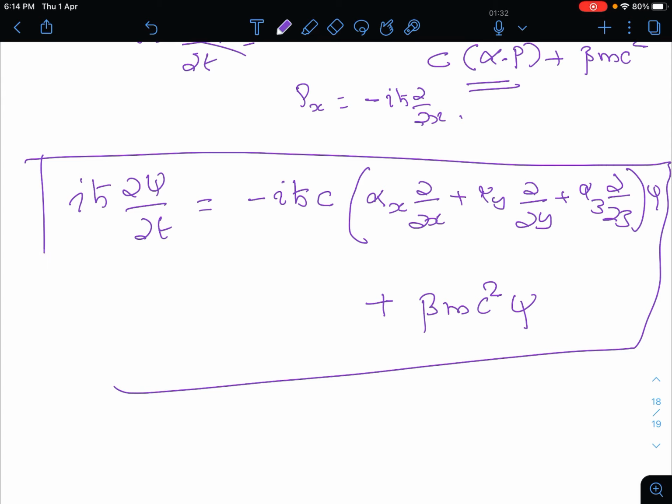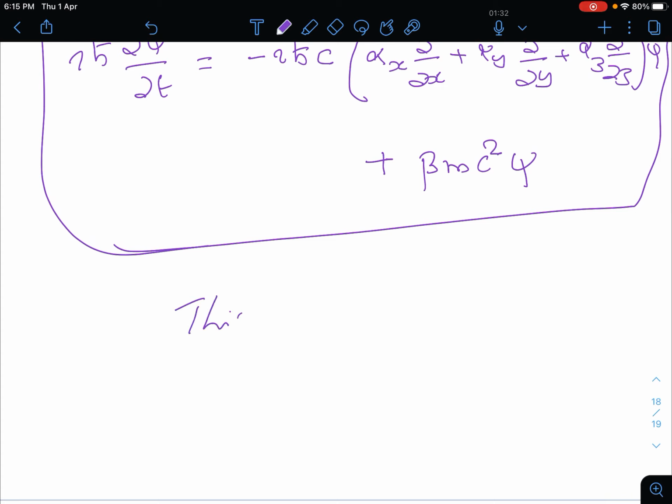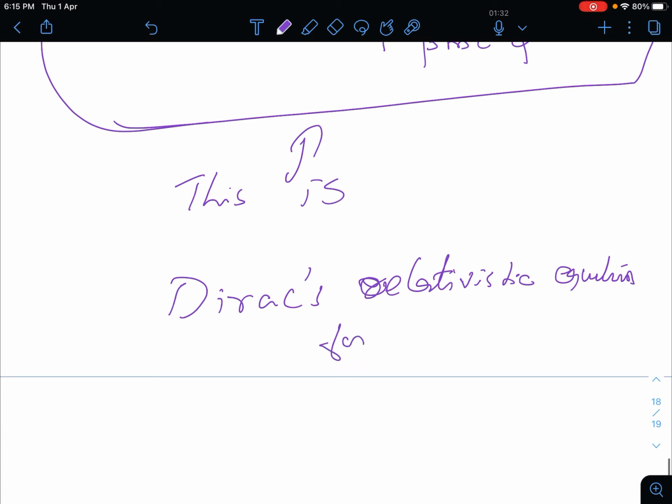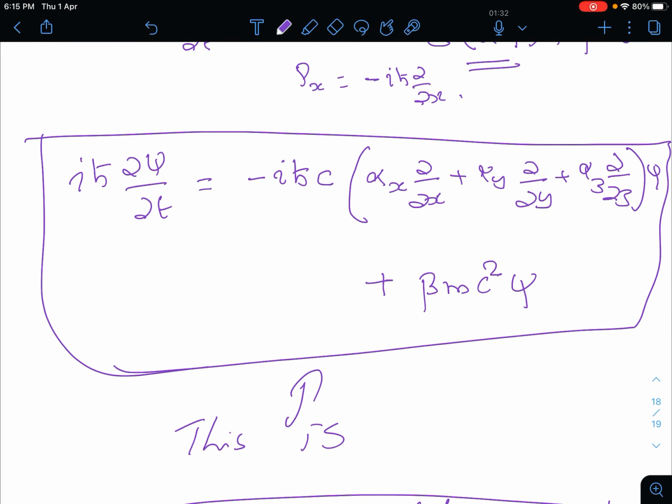Wow, this is a beautiful equation, and this equation is known as Dirac's relativistic equation for a free particle. We haven't considered the potential here, so that's why I am calling it a free particle. So this is the Dirac's relativistic equation for a free particle. So it's a very simple equation, very elegant equation.